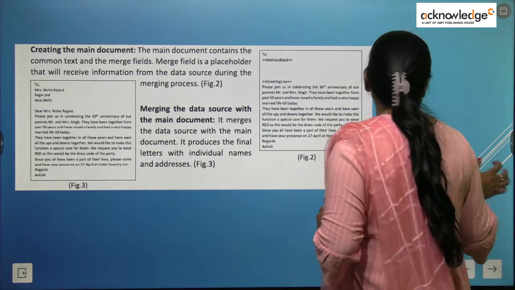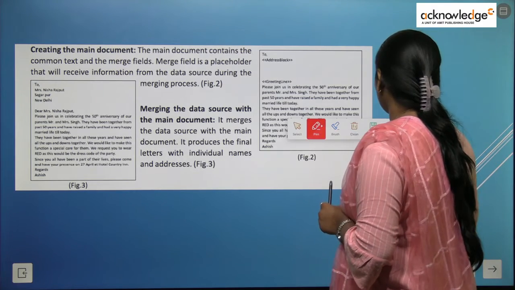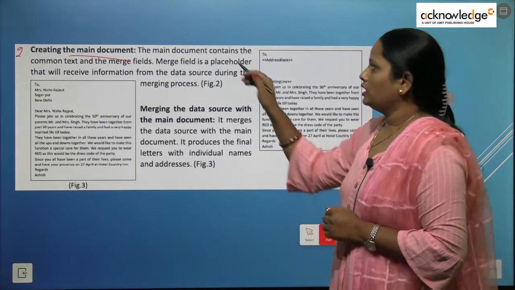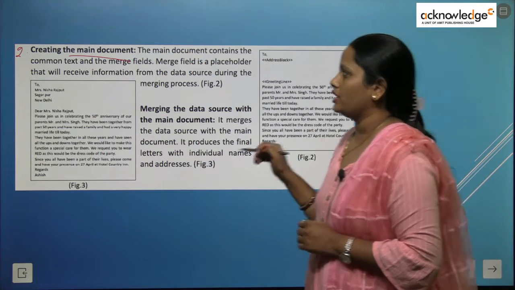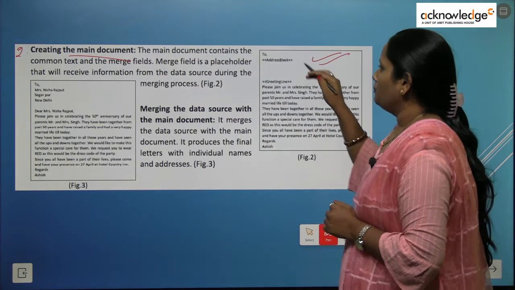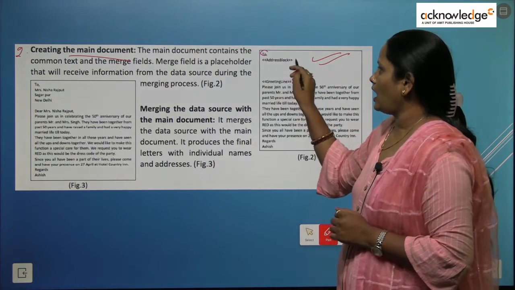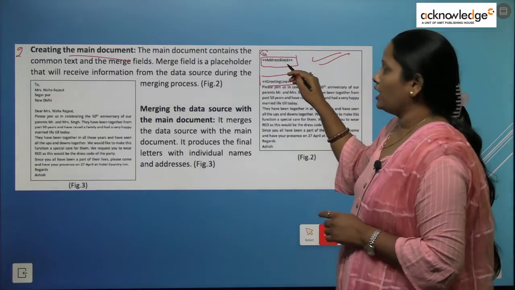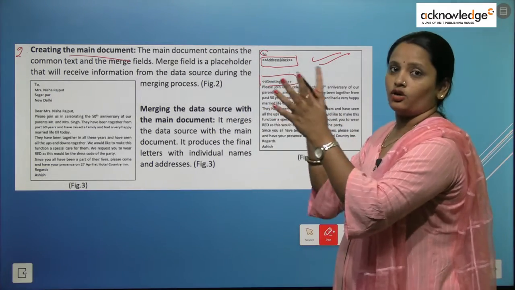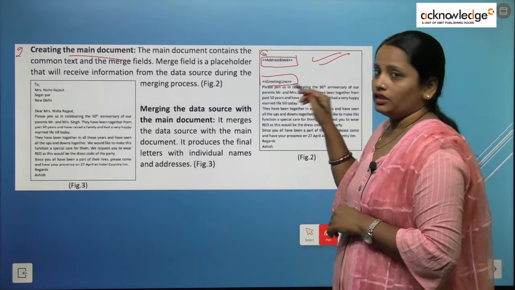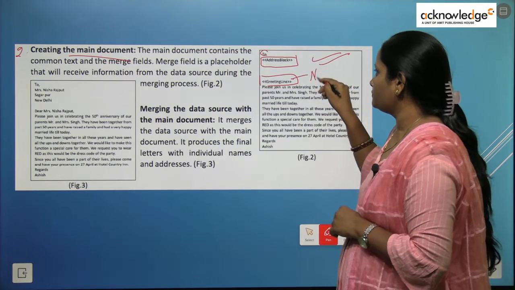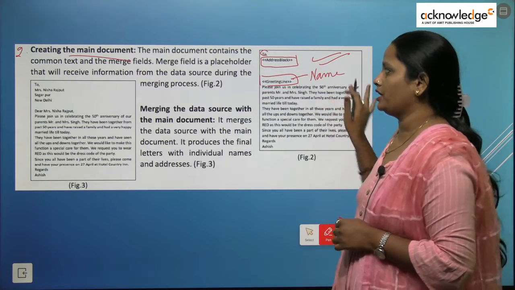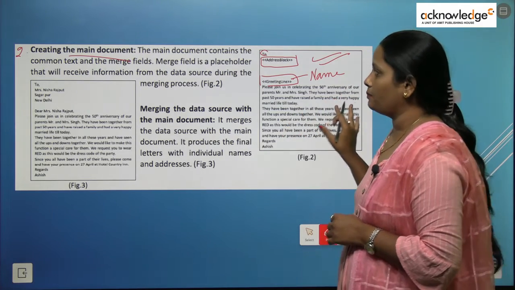Next is creating the main document. After creating the data source, we have to create the main document. So it is number 2. The main document contains the common text and the merge fields. So this is our main document. Here we can see the address is blank. Also the greeting line is blank. In the address, we are going to put the address from the data source. And in the greeting line we are going to write their names from the data source. So this is common, this we have to make, this is the main document. So this is the second step.